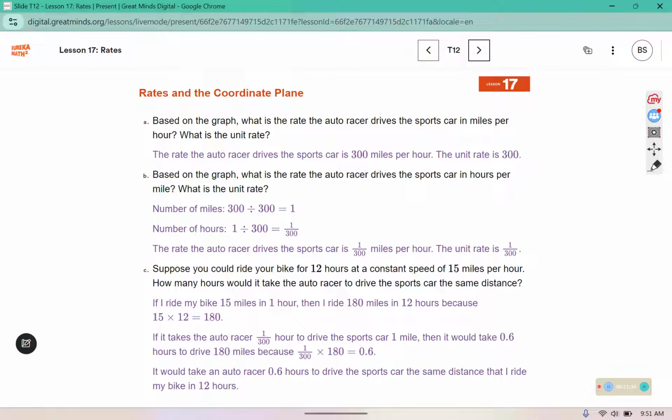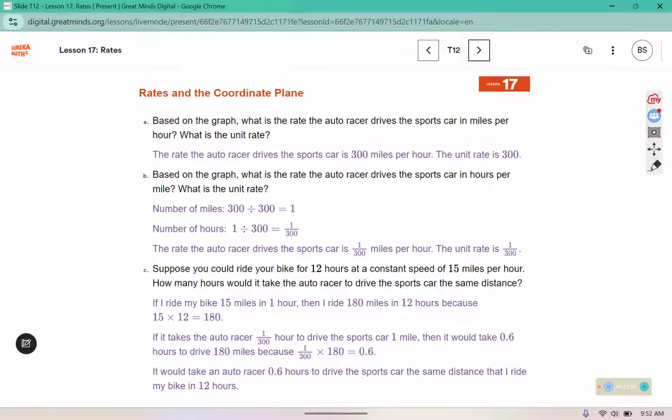Suppose you could ride your bike for 12 hours at a constant speed of 15 miles per hour. How many hours would it take the auto racer to drive the sports car the same distance? So if we did 12 hours at 15 miles per hour, we would multiply those to get 180 miles. Well, we know that the auto racer can complete 300 miles per hour, so it's going to take him less than an hour to complete that distance.